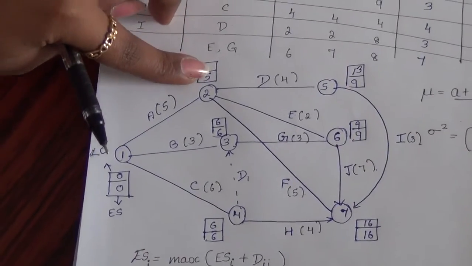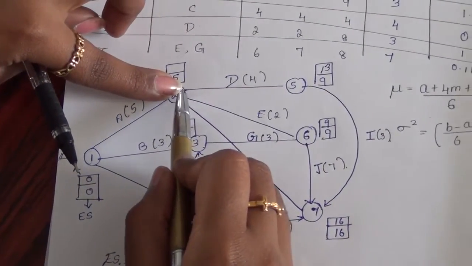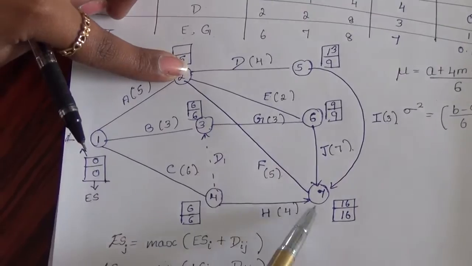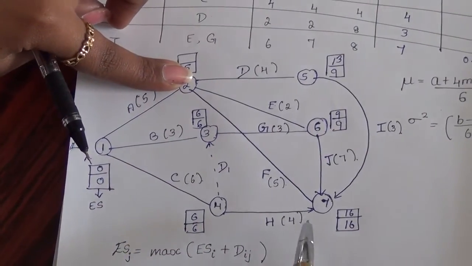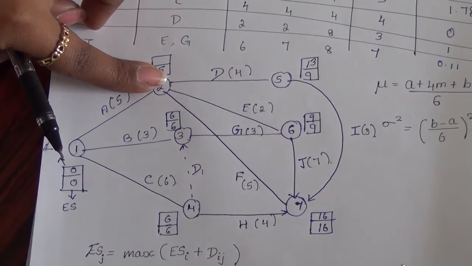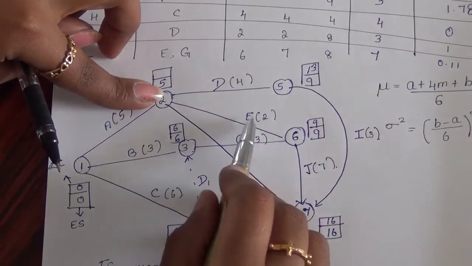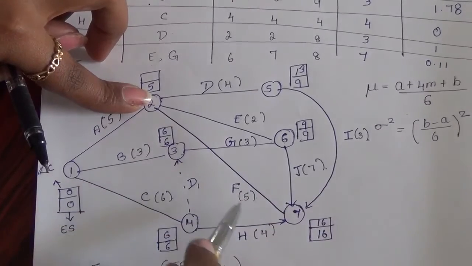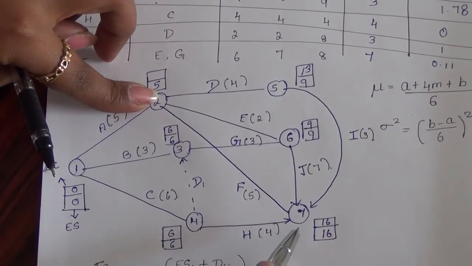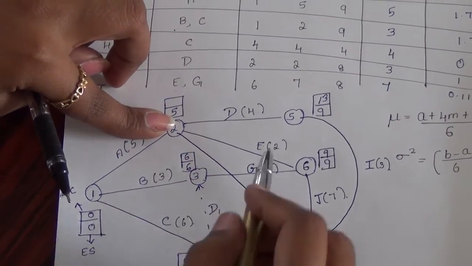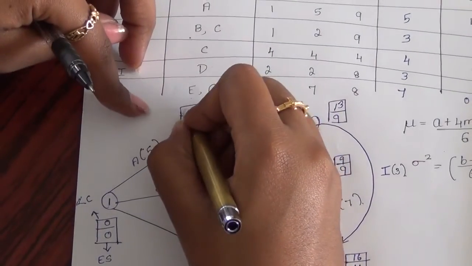And going for the second one, since the second one points to 3 activities, 5, 6 and 7, I have to calculate all the three and find out the minimum value. 13 minus 4 will be 9, 16 minus 9 will be 7 and 16 minus 5 will be 11. So the minimum value will be 7. So I am pointing out here as 7.